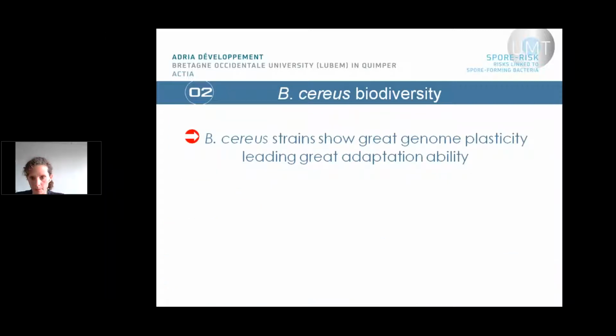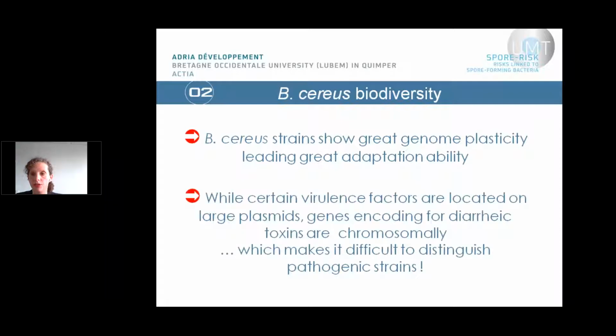So as you see, Bacillus cereus strains show great genome plasticity, which is why these strains adapt easily to all kinds of conditions. While certain virulence factors are located on large plasmids, genes that are encoding the diarrheic toxin are harbored by the chromosome, which makes it difficult to distinguish between pathogenic strains. At the moment, there is no possibility to distinguish diarrheic toxin strains.